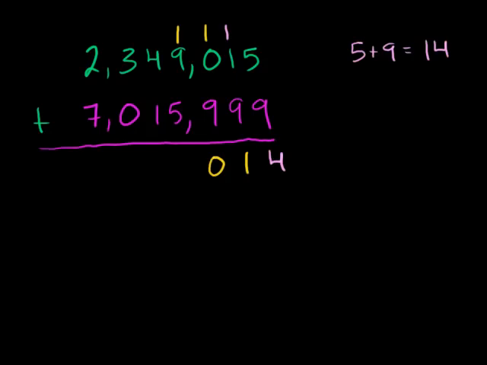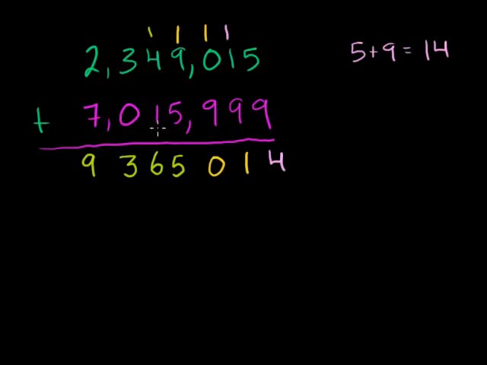Let me switch colors again. 1 plus 9 is 10. 10 plus 5 is 15. Now we're in the 10,000s place. 1 plus 4 is 5. And 5 plus 1 is 6. And there's nothing to carry. Now we're in the 100,000s place. 3, we have nothing to carry, so we just have the 300,000 plus 0. Well, that's just 300,000. And then finally, we're in the millions place. 2 million plus 7 million is 9 million. Just like that.